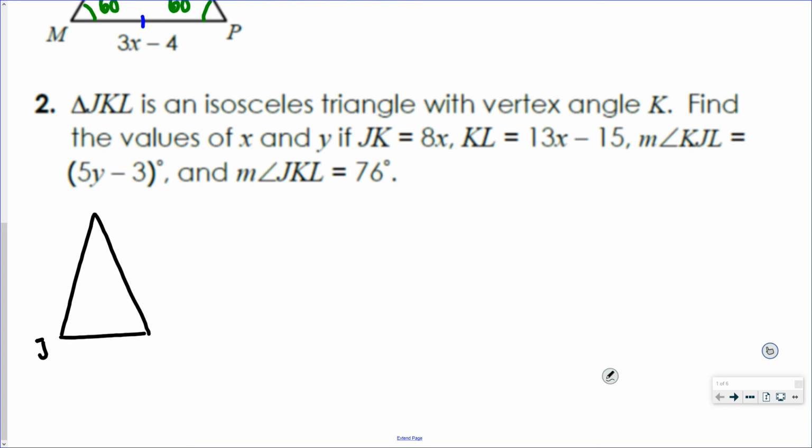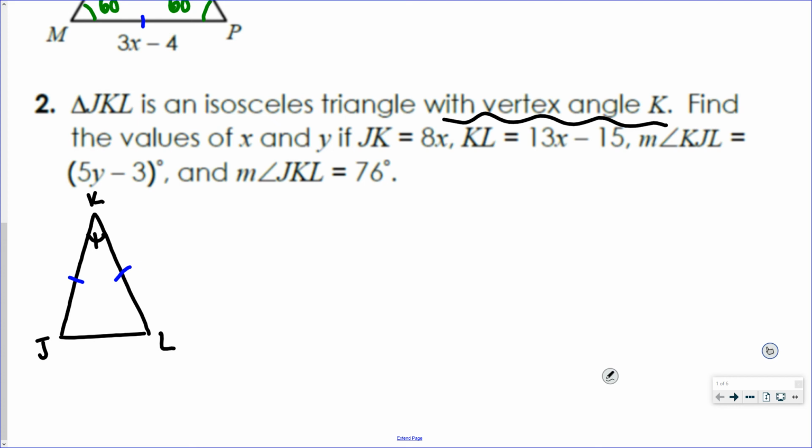So isosceles triangle means that two sides are congruent. So I'm going to call this one angle K. I'm just going to mark it like that. It's not congruent to anything, but it's across from my base, meaning these are my two congruent sides, JK and KL. That's what that means with vertex angle K. Those two sides are my congruent sides.